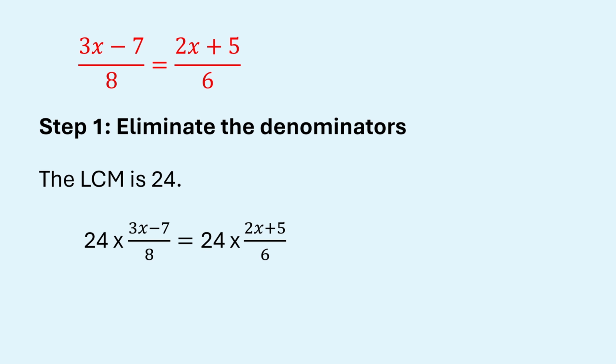So we have 24 times the expression (3x minus 7) divided by 8 is equal to 24 times the expression (2x plus 5) divided by 6. Since 8 multiplied by 3 equals 24, the left side becomes 3 times the expression 3x minus 7. And since 6 multiplied by 4 equals 24, the right side becomes 4 times the expression 2x plus 5.